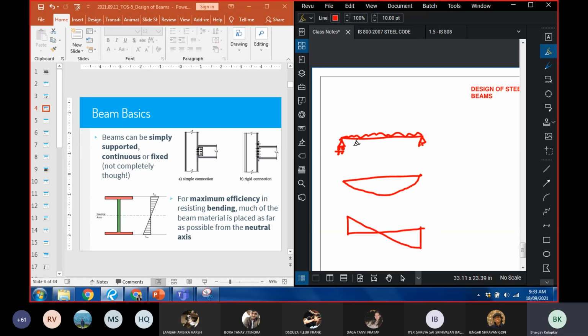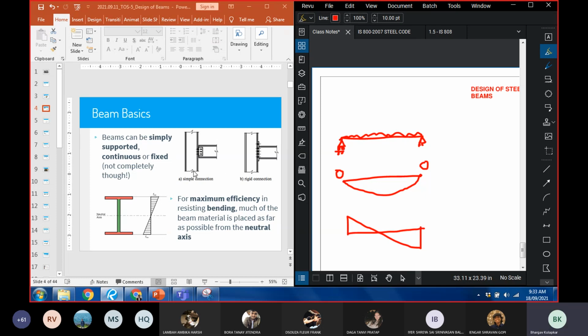This diagram means that when there's a simple support, there's no bending moment at the ends of the beam. There's only shear force, and whatever load you apply on this beam is transferred to the supports only by shear force. The beam has bending moment along its span, but it does not transfer any bending moment at the support. The entire load is transferred by shear. So this is called a simple support.